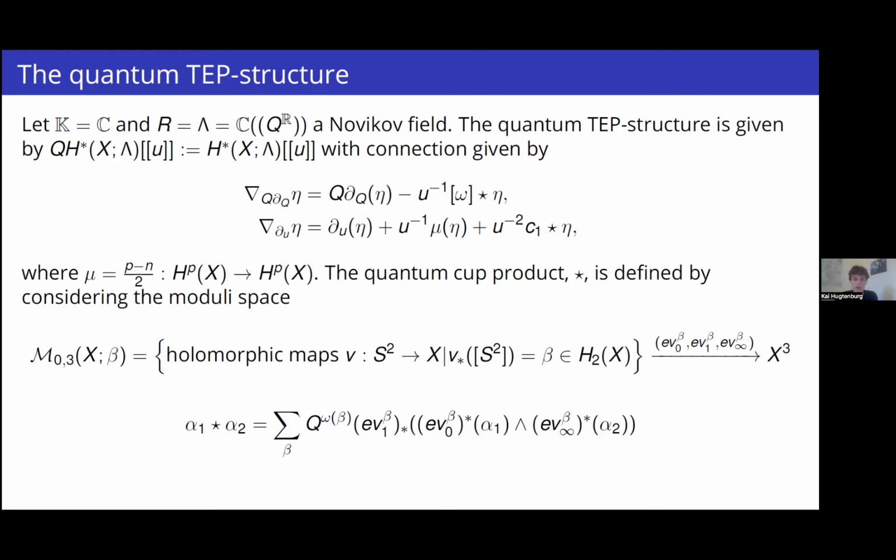Okay, so any questions about this? Okay, and one piece of data I forgot to tell you about is that the pairing is given by the Poincare pairing, just like the classical cup product and integrating. And one other note for experts is that you can extend this whole story to not work over the Novikov field, but instead work over the Novikov field adjoined with formal parameters to keep track of bulk deformations. So you obtain a TEP structure over a bigger base.